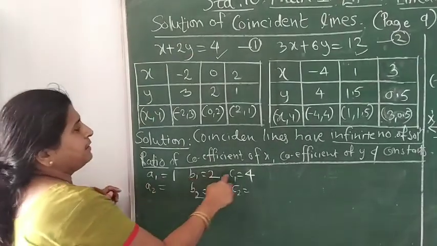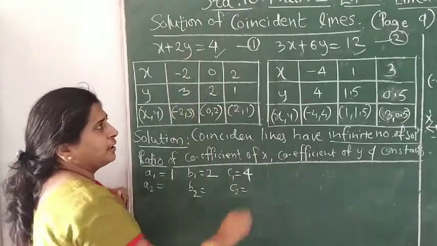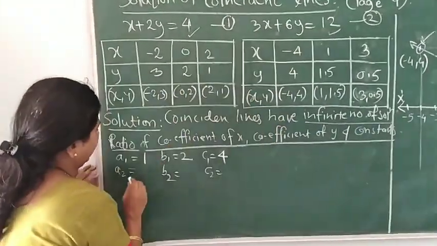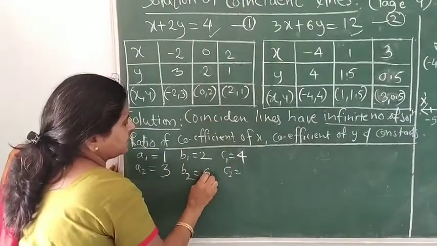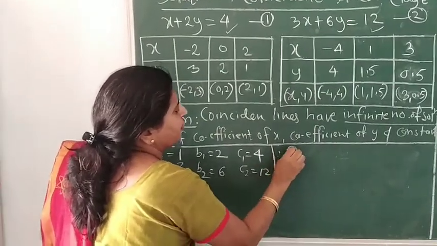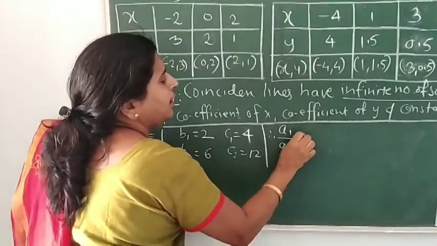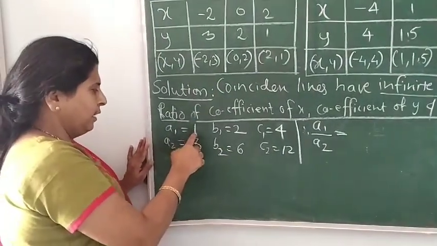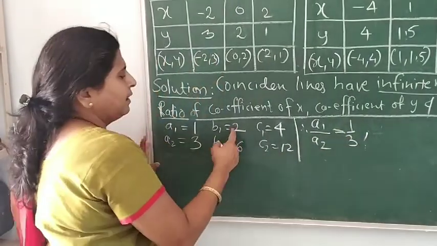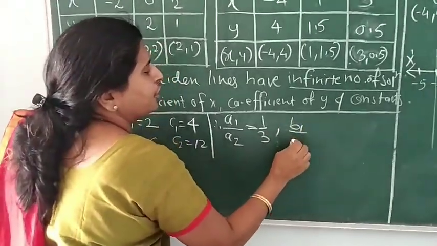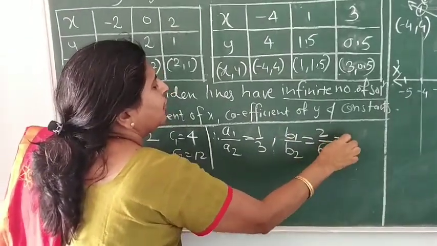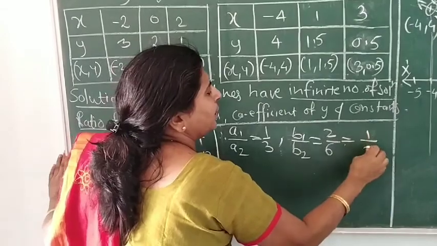So these are the values of a1, b1 and c1 from equation 1. Now from equation 2, let's get the values of a2, b2 and c2. a2 is 3, b2 is 6 and c2 is 12. Now let's take the ratio of coefficients of x, that is a1 upon a2. a1 is 1 and a2 is 3, so it is 1 upon 3. Now what is b1 upon b2, the ratio of coefficients of y? It is 2 upon 6. We can reduce it: 2 ones are 2 and 2 threes are 6.